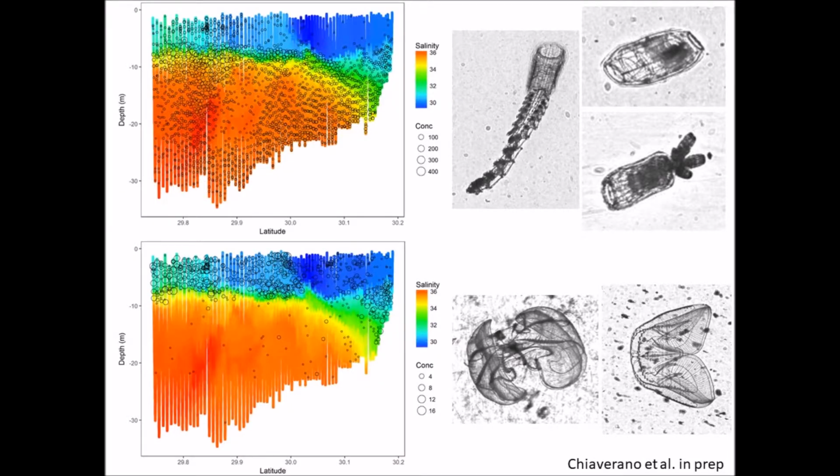And so the data look like this. I'm just going to orient you to this graph. The y-axis is depth, and the x-axis is latitude. The color is the salinity of the ocean in that particular area, and the size of these rings corresponds to the abundance of these two different groups. So the larger the ring, the more plankton there are of that particular group. These are in individuals per meter cubed.